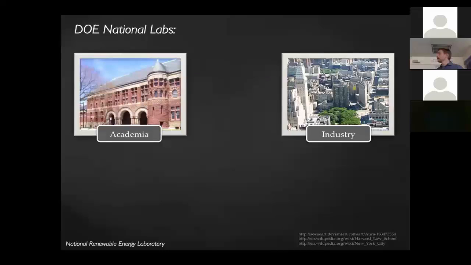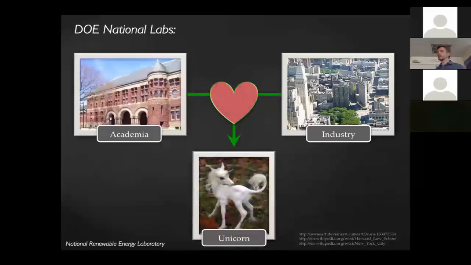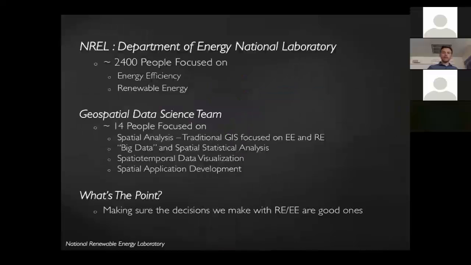And so when you think about what the National Labs are, they're this really interesting mix between academia and industry. I like to think of it as academia and industry coming together to make a beautiful unicorn that is the National Labs, right? And the National Renewable Energy Lab is kind of a small lab compared to some of the other labs. We're about 2,400 people. The other labs are in the thousands and thousands of people, like 10,000, 12,000 people in some of the other labs. But we're about 2,400 people, and all of those people are focused on one goal.